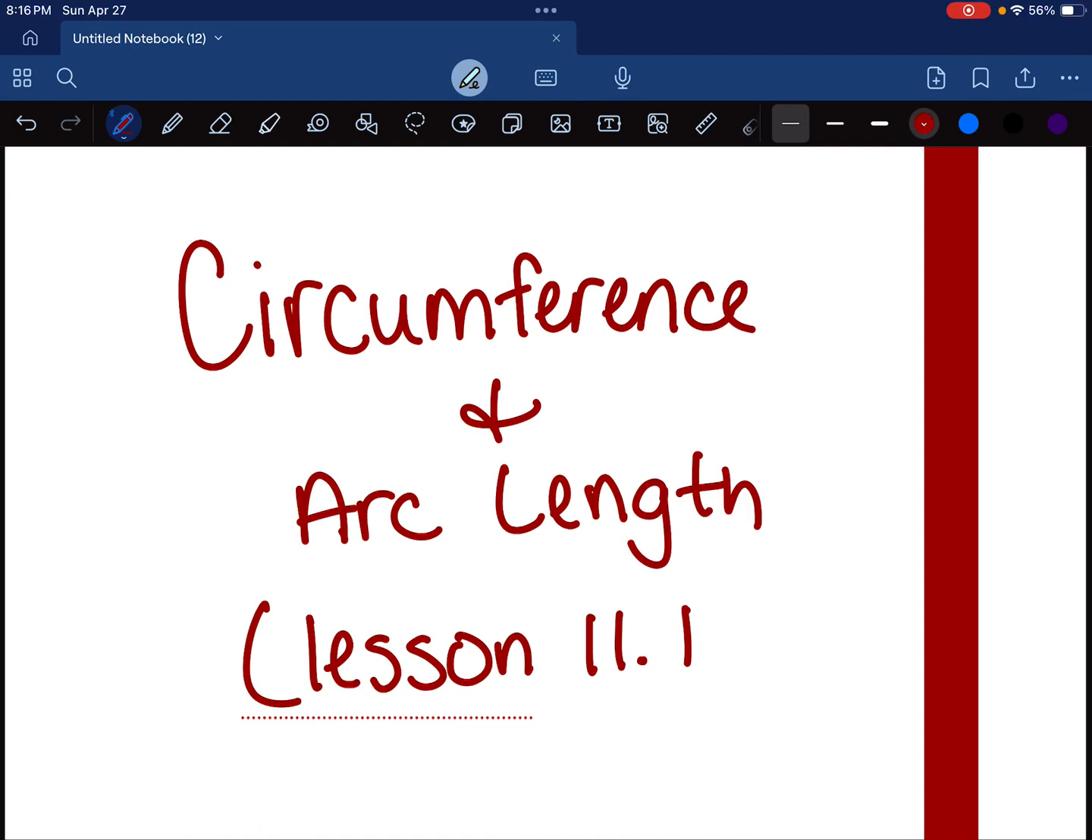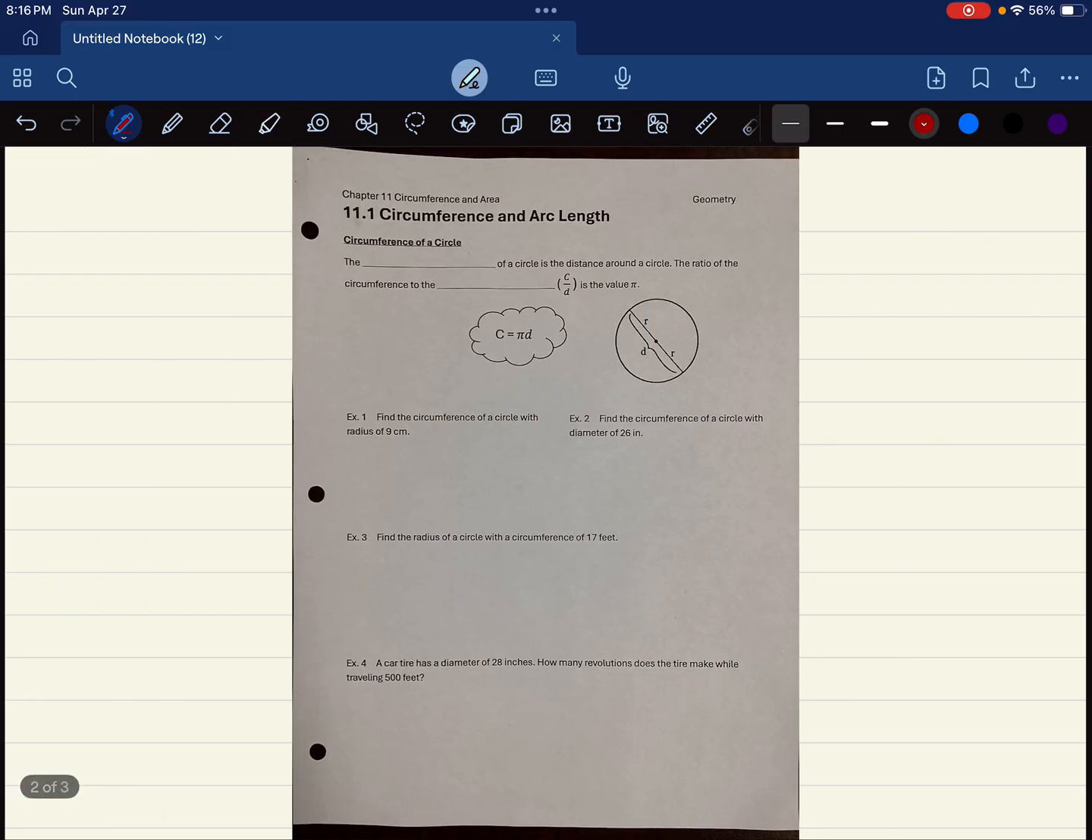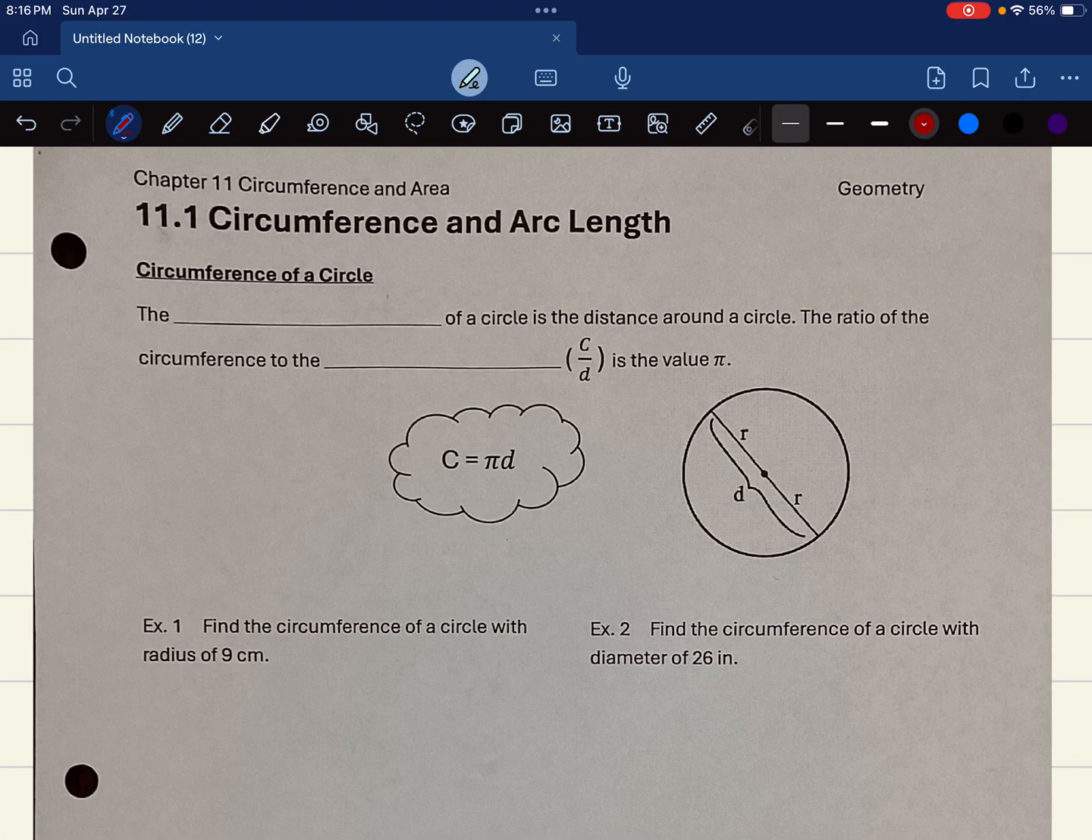All right, we're going to be starting chapter 11, talking about circles. Specifically today, we're looking at circumference and then how to use circumference to find arc length. If you haven't grabbed your notes already, make sure you grab a new set of notes for chapter 11. First, we're going to talk about circumference of a circle, and then we'll move on to arc length.